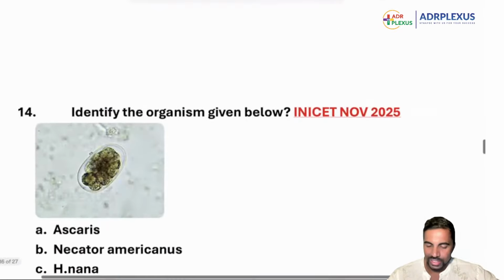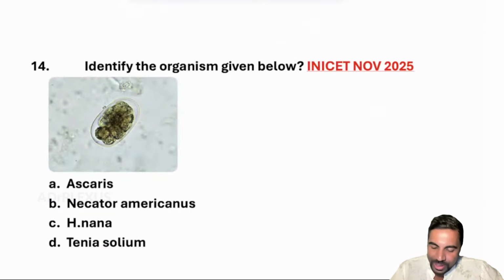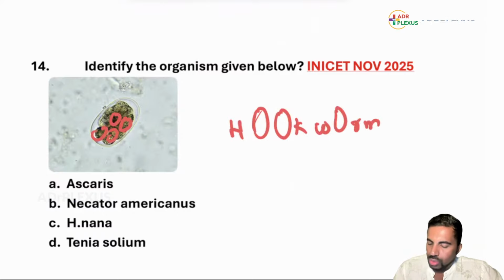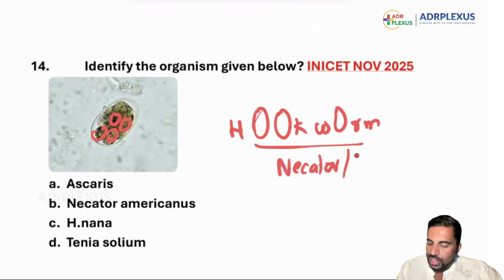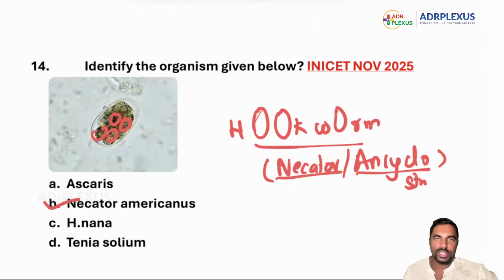Okay, fine. Next question. Identify the organism. In this picture, the only clue you have to remember is everywhere there is O. So everywhere O, so it is hookworm. Very easy. So hookworm, only two things: either Necator or Ancylostoma. Do we have it in this option? Yes, we got Necator. Even if they give Ancylostoma, that is also right.